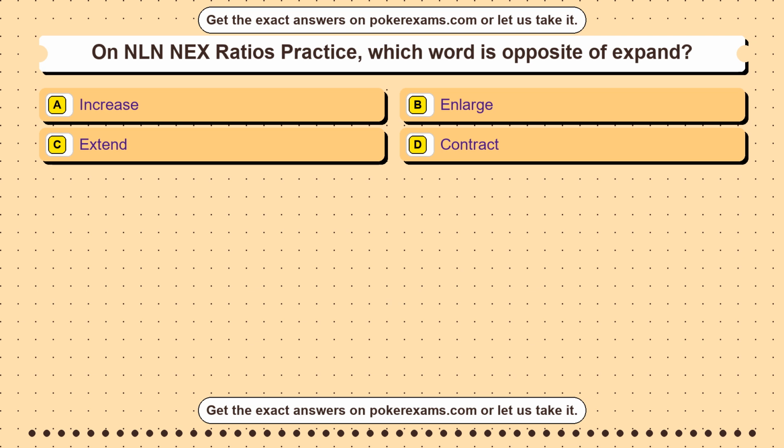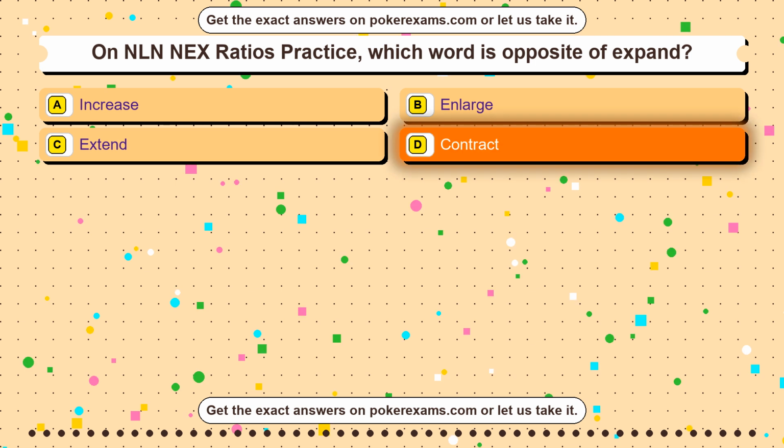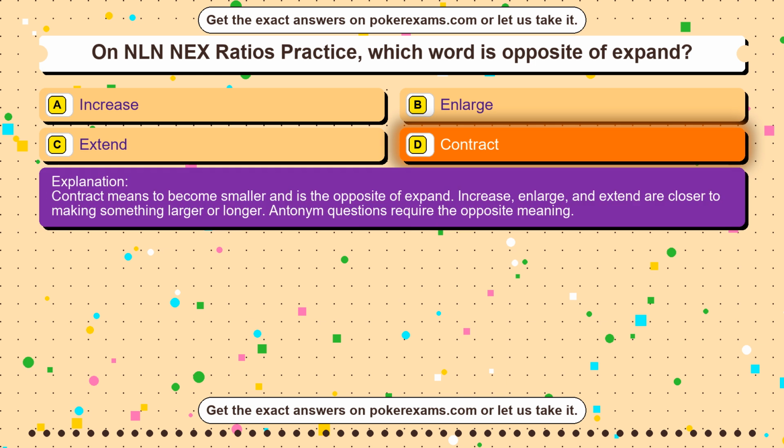Question 14. On NLN NEX Ratios Practice, which word is opposite of expand? Option A, increase. Option B, enlarge. Option C, extend. Option D, contract. The correct answer is option D, contract. Contract means to become smaller and is the opposite of expand. Increase, enlarge, and extend are closer to making something larger or longer. Antonym questions require the opposite meaning.